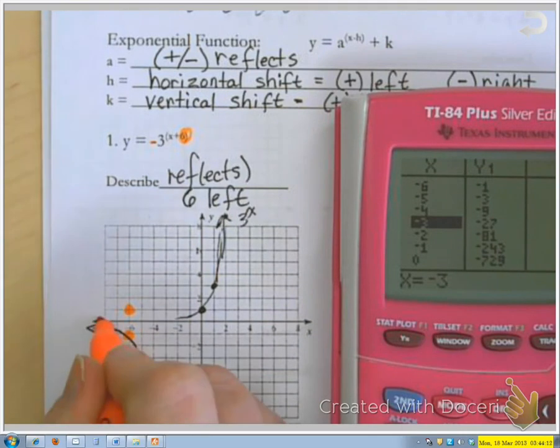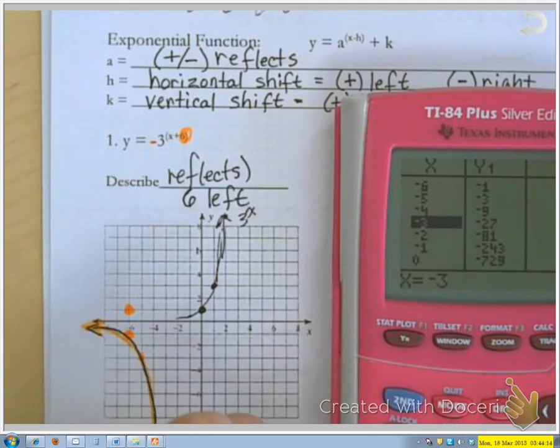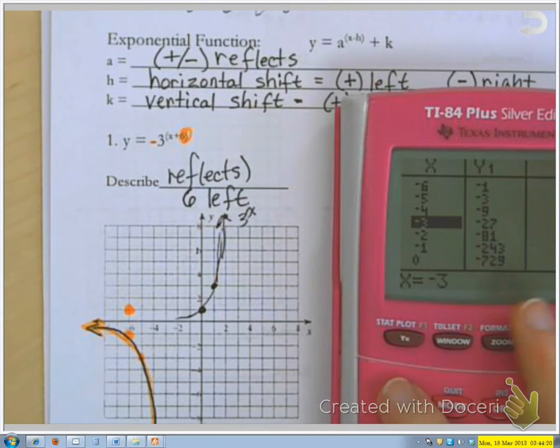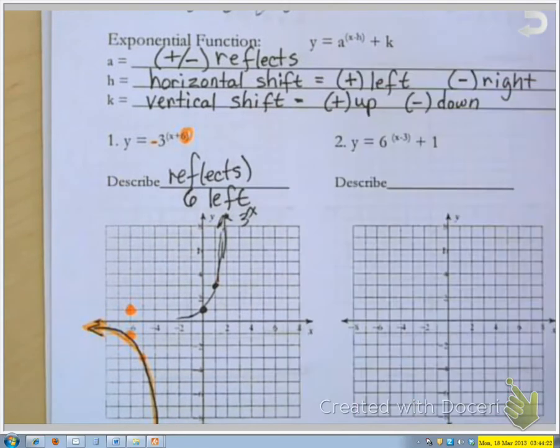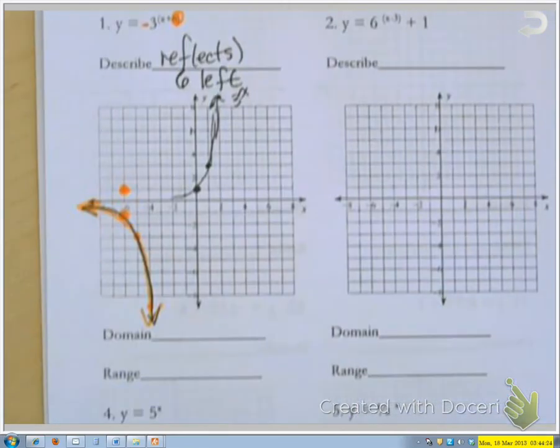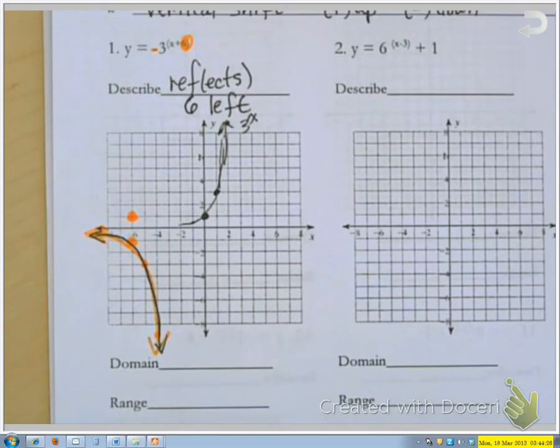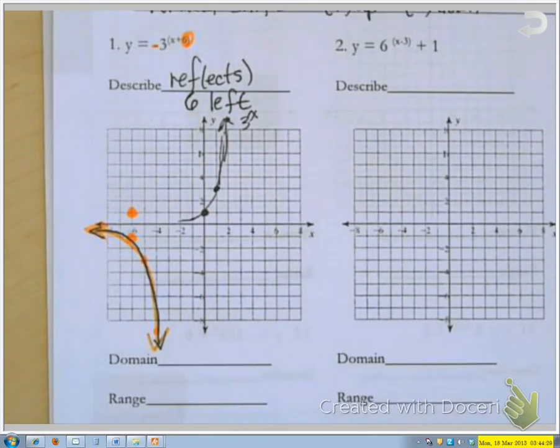This has the description and the shift. Okay, so we flipped it upside down. Alright, now let's look at the domain and the range. Remember, domain is x's. Okay, so x values only.